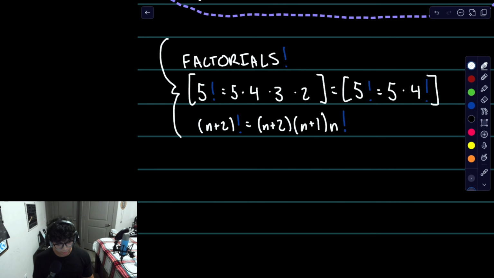One thing I forgot to cover is factorials. So basically the gist of it is 5 factorial equals 5 times 4 times 3 times 2 times 1, but you don't need to write the times 1.